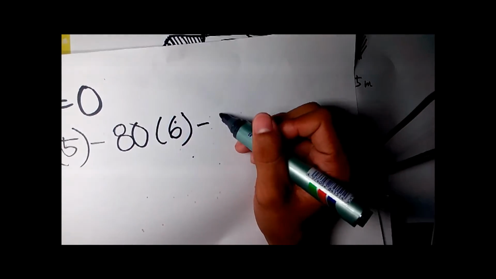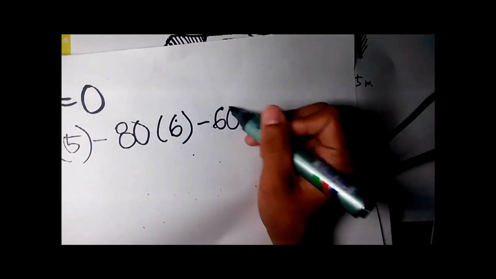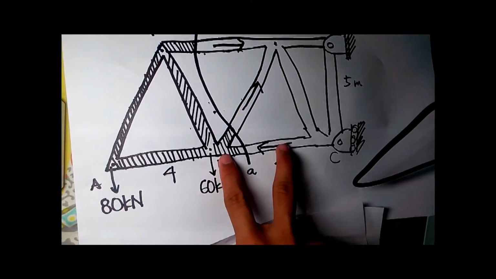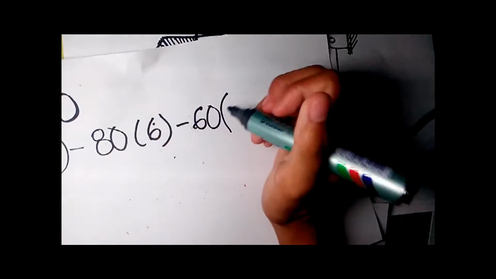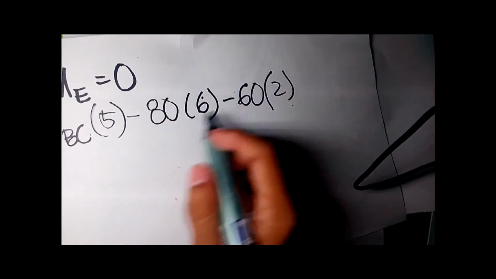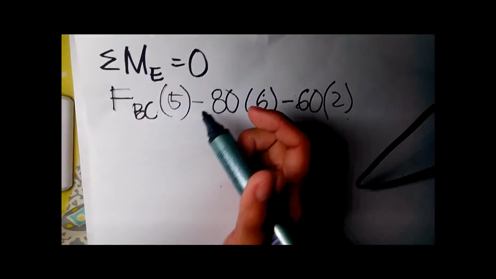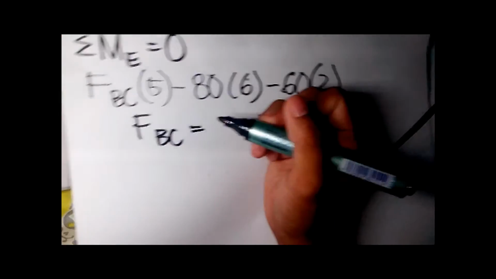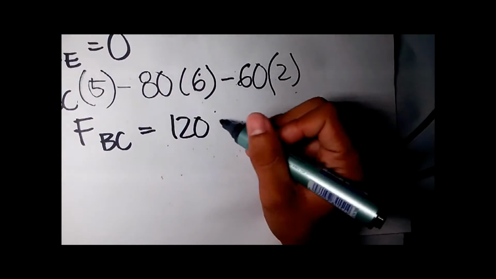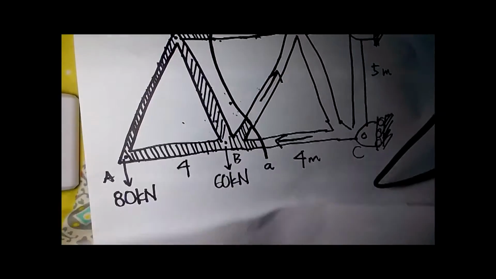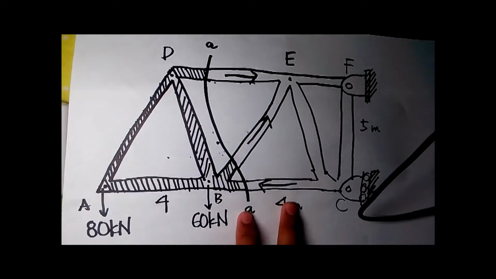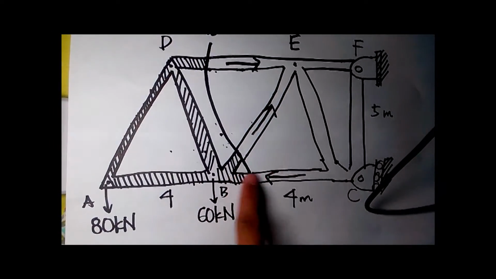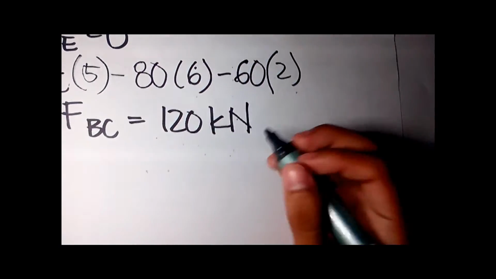minus 60, the distance of point B to E, which is 2. Manipulating the equation, we will get the force in BC, which is 120 kilonewton. Go back to the illustration. BC is away from the point, so it is compression.